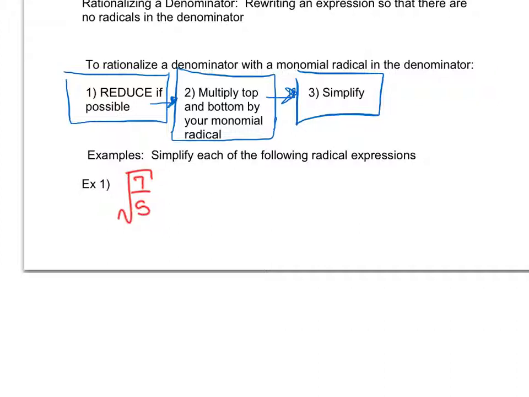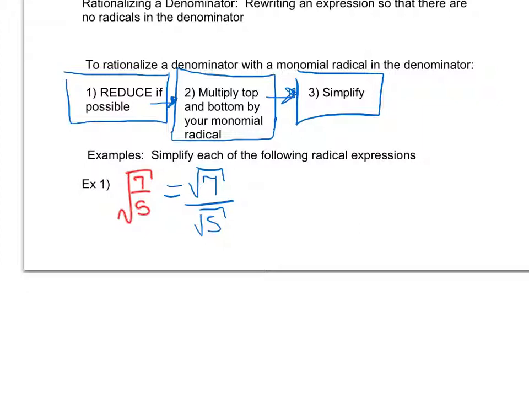So let's look at some actual examples where we're rationalizing these denominators. In my first example, I have the square root of 7/5. If you remember from the property I gave you in the dividing video, that's the same thing as the square root of 7 over the square root of 5. I check to see if I can reduce. 7 and 5 have no common factors, so there's nothing I can do to reduce both of them by.